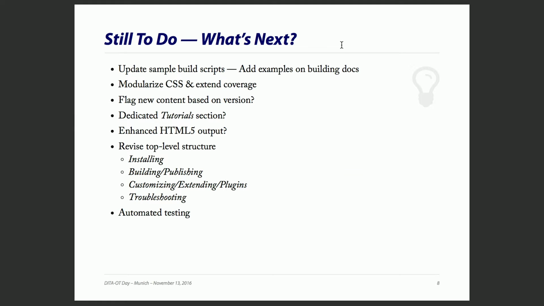The CSS that we use is still a little bit dated, and we can modernize that as well. We've talked about perhaps flagging some of the new content in the documentation based on the version, and maybe putting some tutorials together in one section of the documentation. We don't want to tell people how to use DITA features because that's beyond the scope of the toolkit documentation, but the things that are specific to the way the toolkit processes certain code, certain markup may be helpful to people. And one more thing that we're thinking about is revisiting the top-level structure for the documentation. For years now, it's been divided into a user guide and a developer guide and things like that.